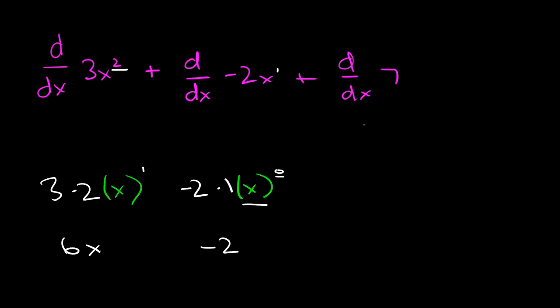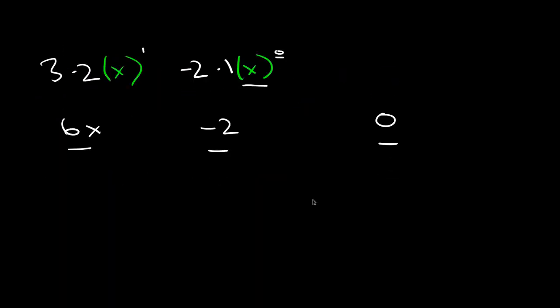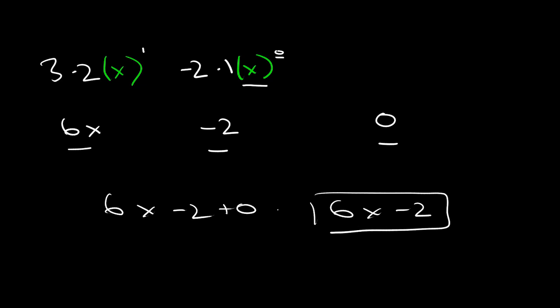And now we find the derivative of a constant, 7. Well, if you remember from the previous examples, the derivative of any constant is just equal to 0. So the derivative of this is just 0. Now we've found our answer. We just combine this, this, and this. We just add them all together. We result with 6x minus 2 plus 0, or just 6x minus 2. And that is our derivative.